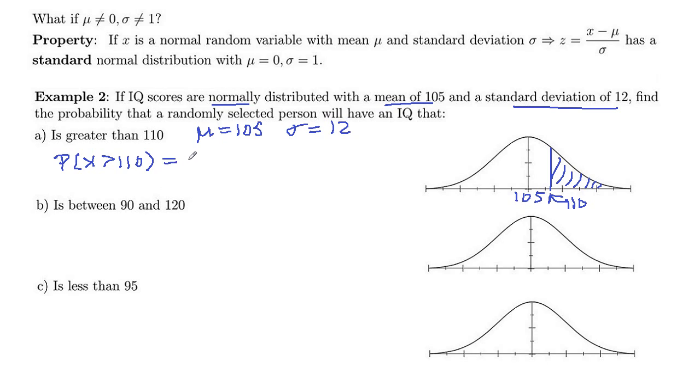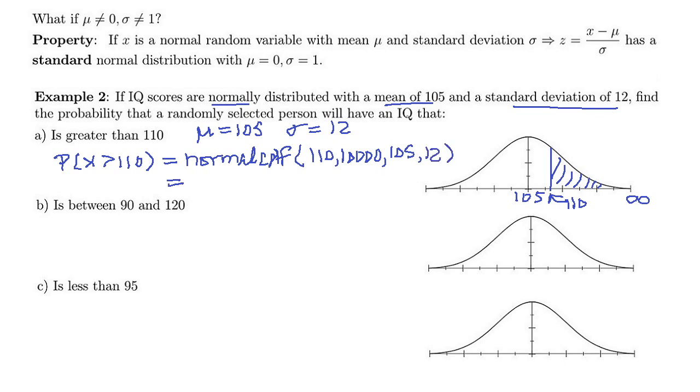So that is going to be normal CDF. Greater than is right area. And our left cutoff here is 110. Our right cutoff, infinity. So we'll do 110, 10,000. And then just put in our mean and standard deviation, 105, 12.